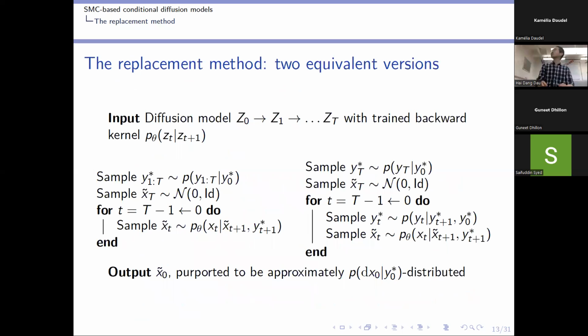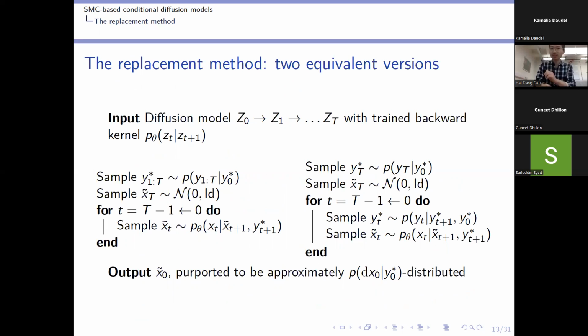Right. So in the literature, the replacement method has been proposed, and what people do is the following. Here I put two equivalent versions of it. The version on the left is the more common one, but they are both equivalent.